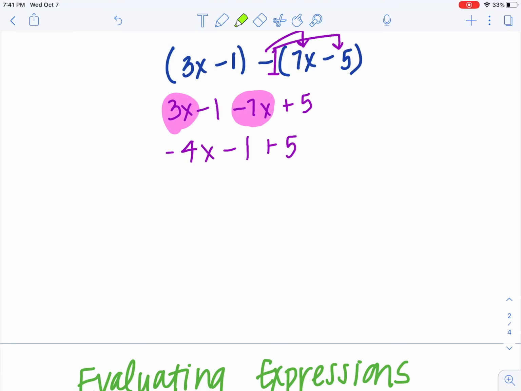Now we've still got some like terms, that minus 1 and plus 5, so I can combine those. Minus 4x plus 4. And then we could even go a step further. So notice how these both have 4s in them. We can pull out a 4, so divide both of them by 4. And we would be just left with negative x plus 1.